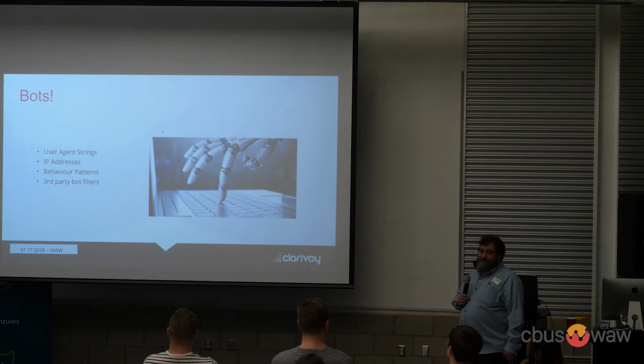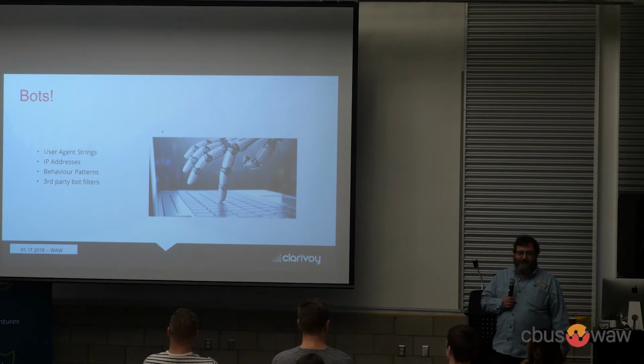User agent strings sometimes tell you. Google and some of the friendlier crawlers will tell you who they are, so you can rip them out. IP addresses are pretty good. If it's coming from a big click farm in Russia, chances are it's not somebody down the street shopping for a car. Behavior patterns are another interesting one.